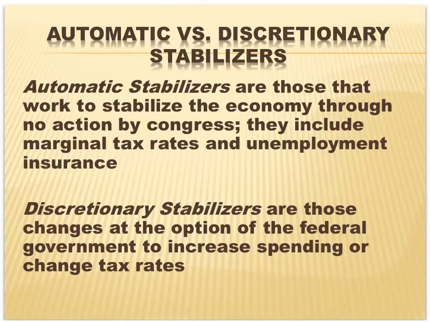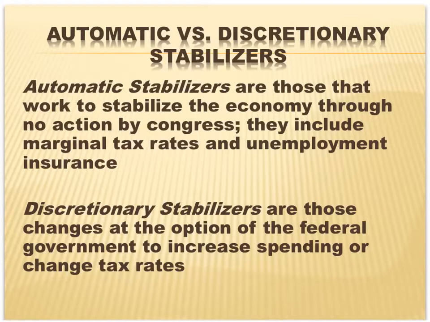For example, marginal tax rates. The higher increments of income, you pay a higher percentage. So, for example, if your income rises, the government would automatically suck more money out of the economy, which is good because it would prevent it from overheating. As income falls, it would suck less money out of the economy, putting a floor under consumption. That happens automatically. Unemployment benefits, food stamps, those are also automatic stabilizers.